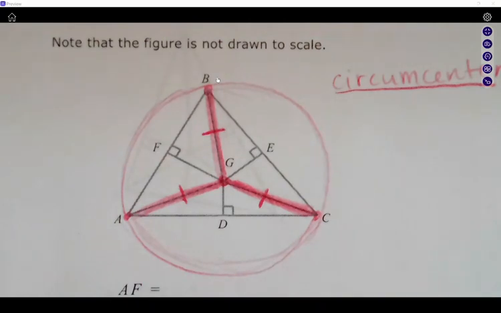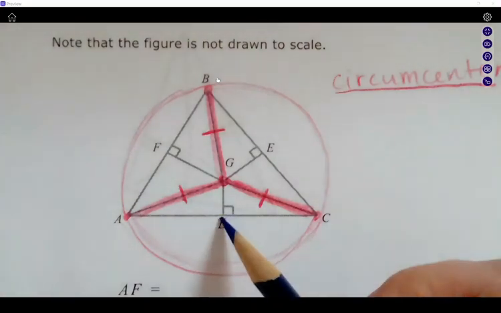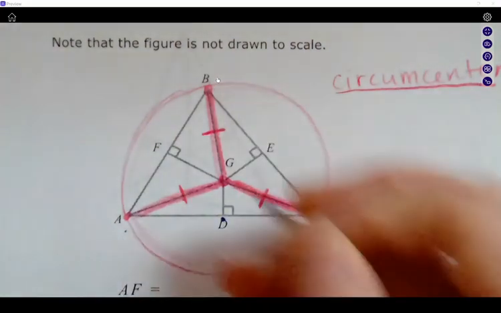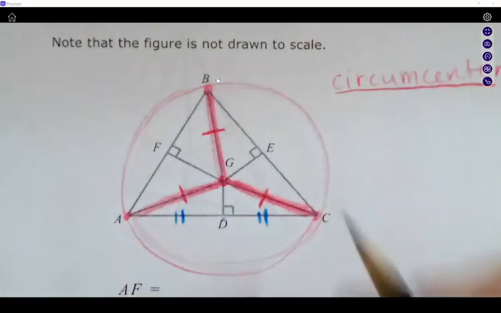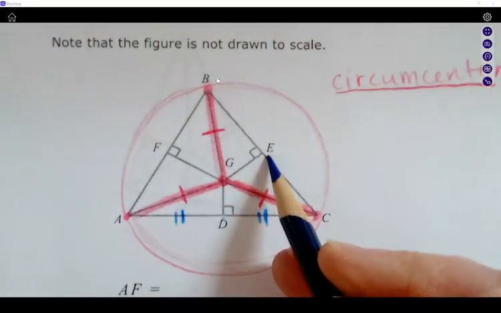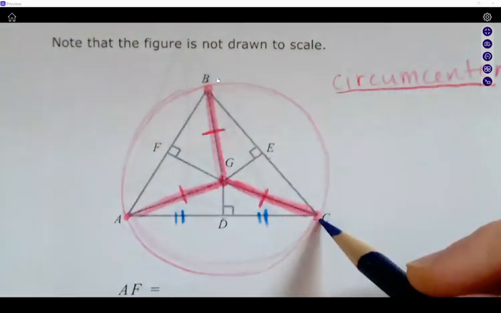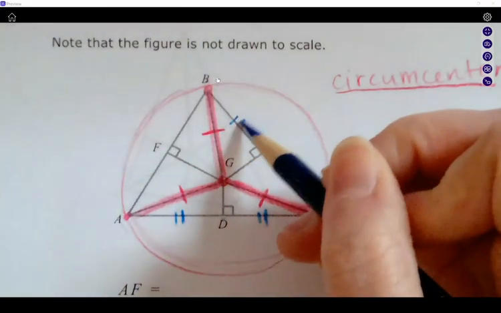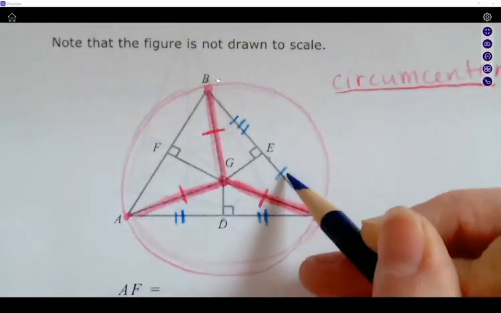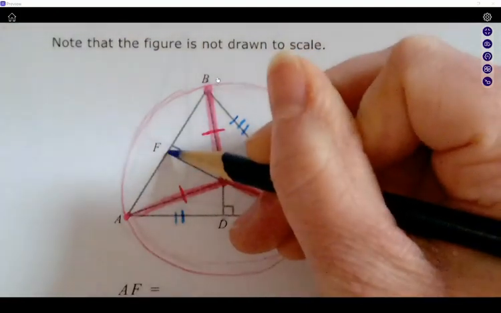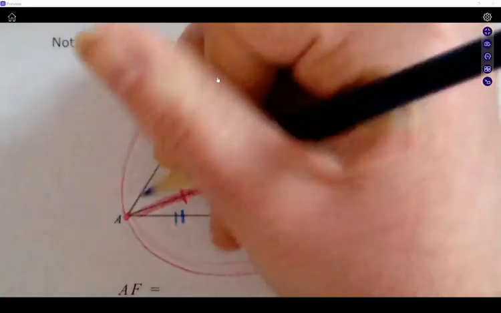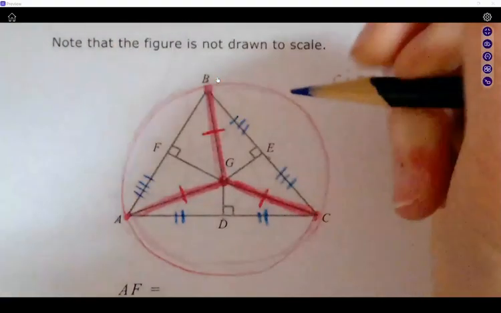Now, also because we have a circumcenter, we know that each side has a perpendicular bisector. So I know that point D is a midpoint, and it's bisecting side AC. So I know that AD is congruent to DC. Likewise, I know that E is a midpoint, so it is bisecting side BC. So BE is congruent to EC. And last but not least, we know that F is a midpoint, so it's bisecting side AB. So AF is congruent to FB.